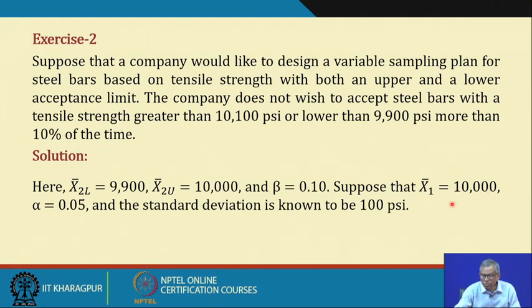Suppose that x1 bar is 10,000. How do you get x1 bar? Usually, unless otherwise specified, you say that the midway between these two, that means x2 u bar and x2 l bar, the midway, that is considered to be x1 bar, and x1 bar is assumed to be very good quality, for which the probability of acceptance is very high. Is it okay? So here the probability of acceptance is 0.95, and that's why the producer's risk alpha is 0.05, and the standard deviation is known to be 100 psi. That means it is the standard deviation known case.